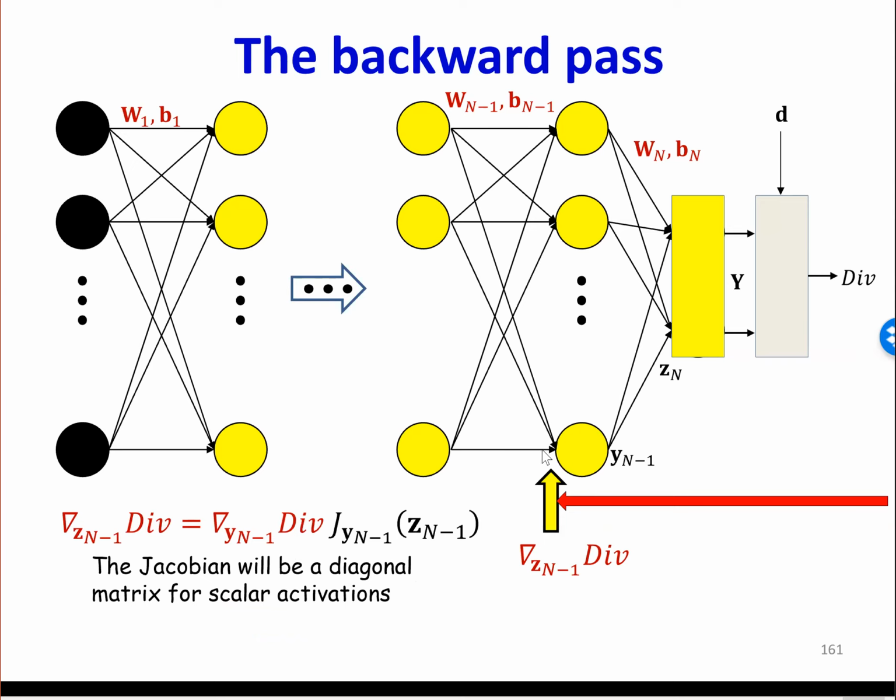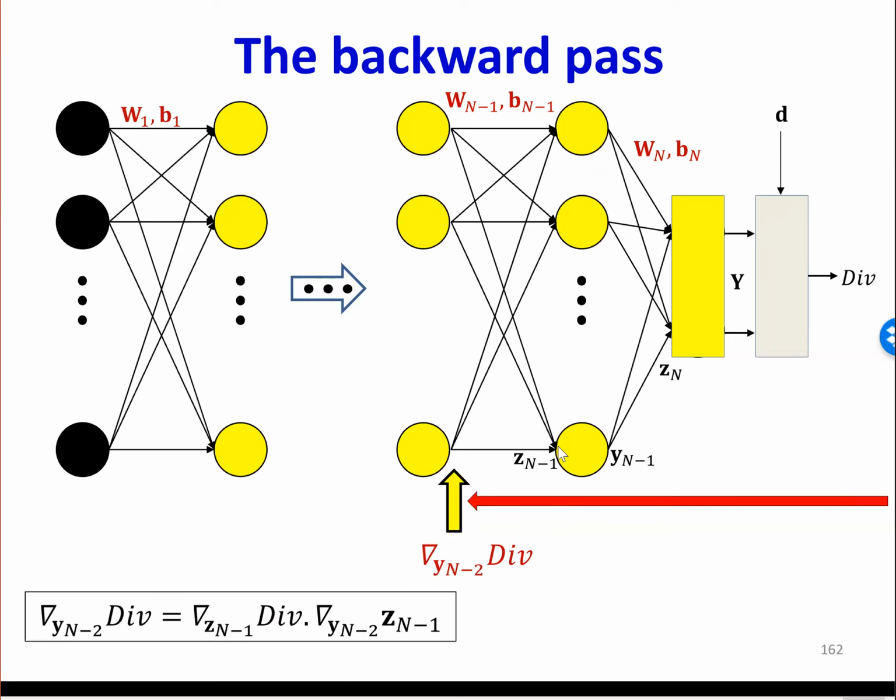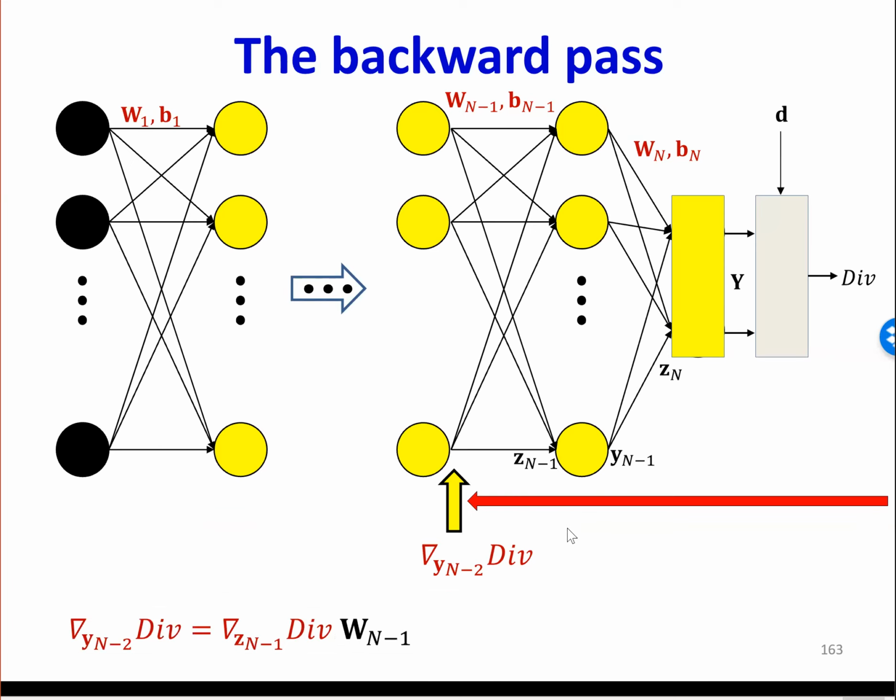What is the next thing we will compute? Anyone? Derivative with respect to y_{n-2}, right? And the derivative with respect to y_{n-2} is simply going to be the derivative for z_{n-1} times the derivative of z_{n-1} with respect to y_{n-2}, of which this first term has already been computed. And what is the second term? W. It's going to be the W for the layer.